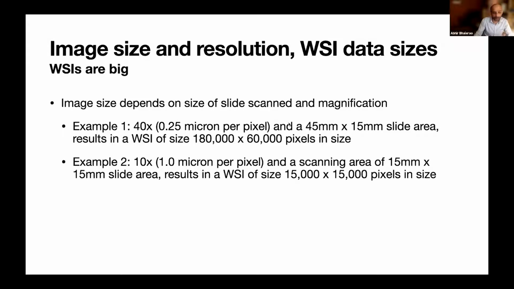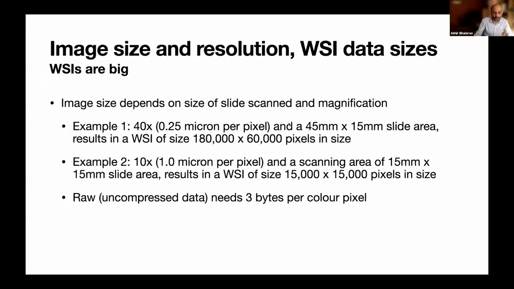A second example: if I change the magnification to 10x, I end up with 1 micron per pixel, and that results in a slightly smaller resolution in each dimension. So there's a factor of 4 reduction. And if I'm scanning an area of 15 by 15 millimeters, then I'd end up with 15,000 pixels in each dimension. The raw uncompressed data that is captured requires 3 bytes per pixel, so the scanning system will use color filters to produce the different channels that we see.